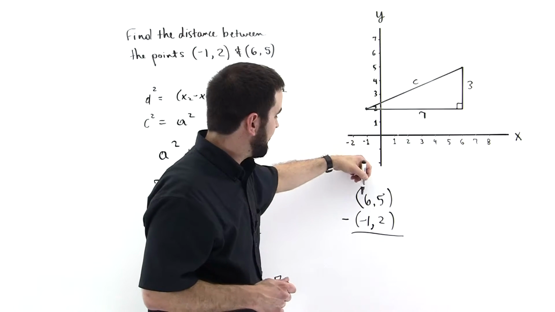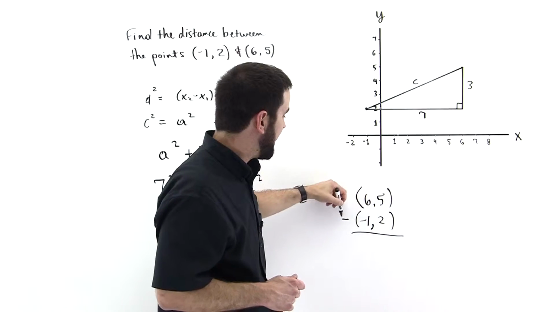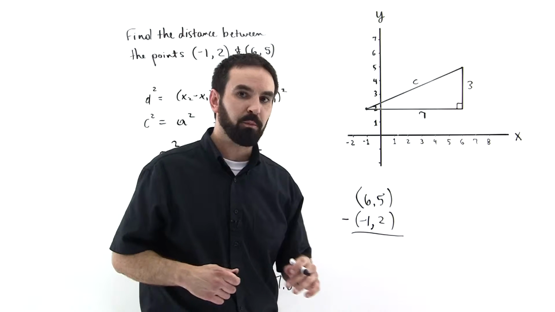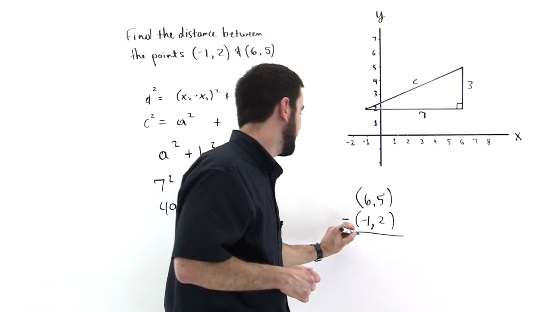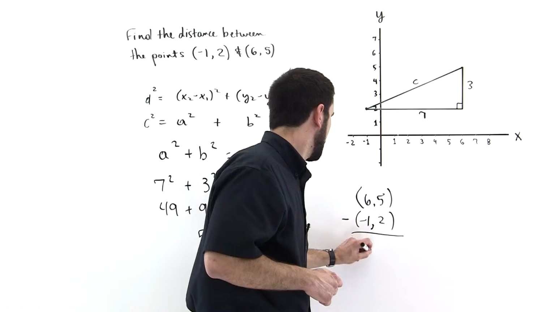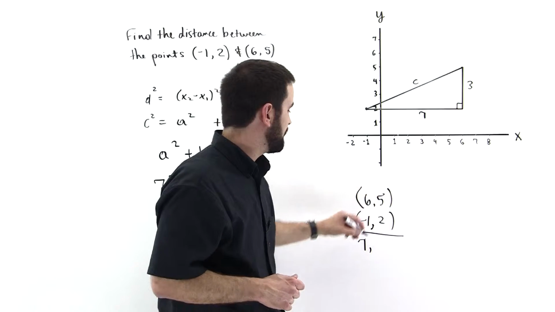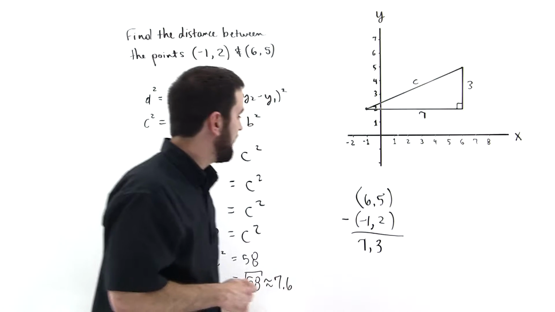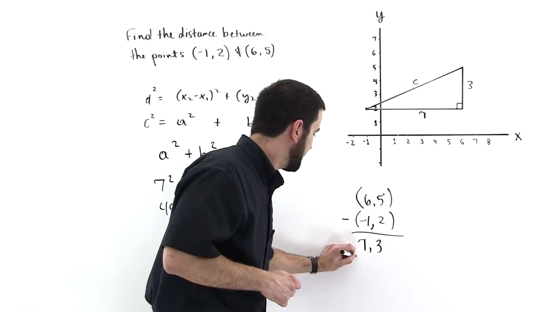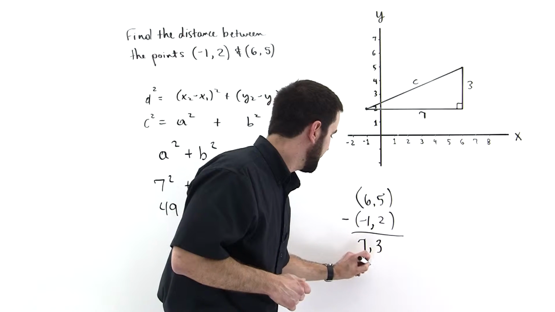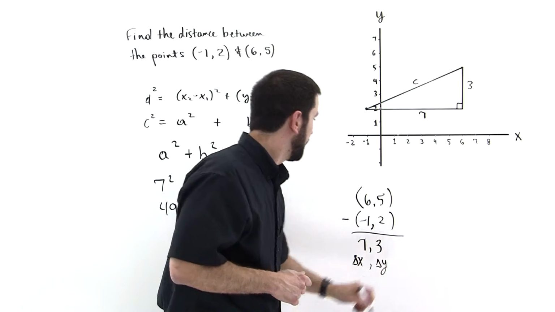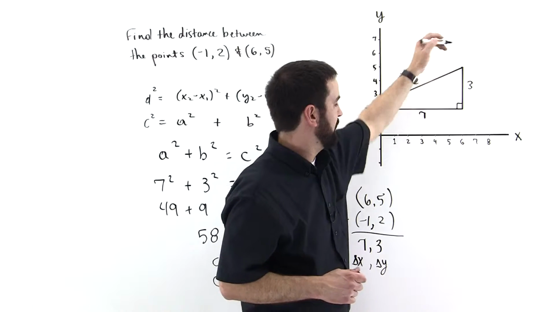So you subtract the 2. So 6 minus a minus 1. So minus a minus is a plus. So 6 plus 1 is 7. Right? And then 5 minus 2 is 3. Right? So this is the delta x, and this is the delta y. Right? And see the 7 and the 3?